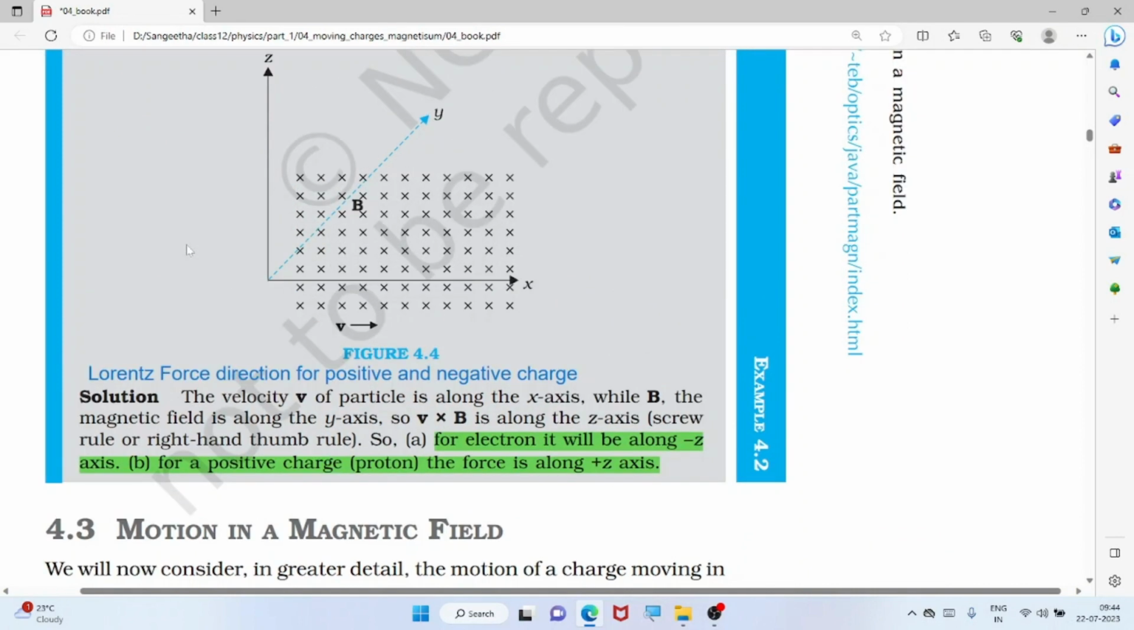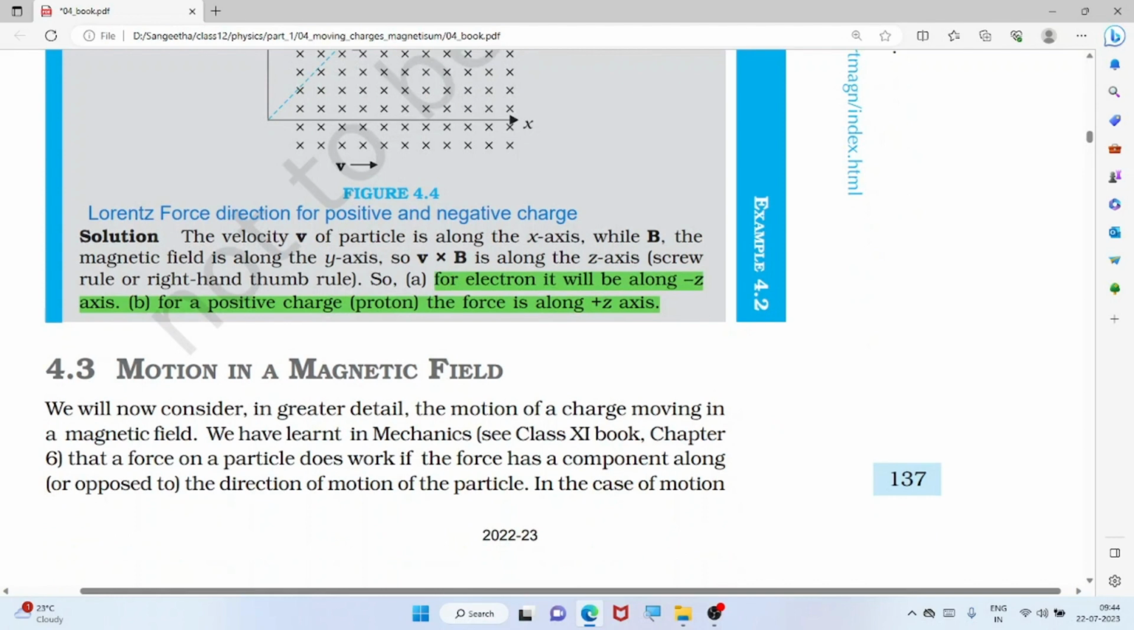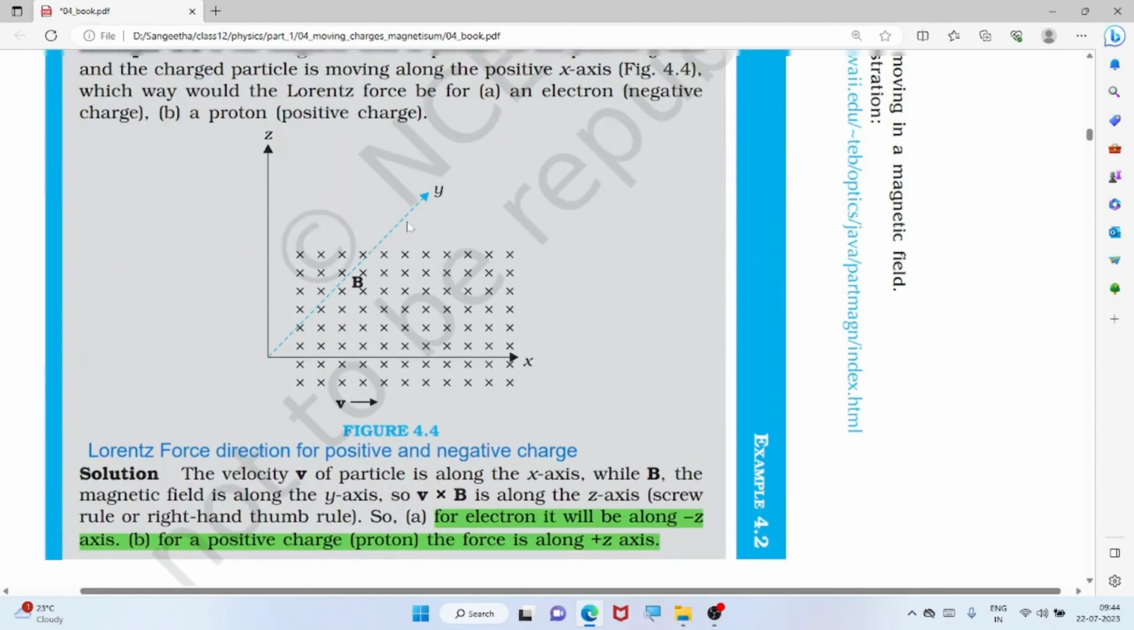This is for the positive and the negative charges, in different directions. The force on the electron will be along the minus z axis. For the positive charge, it is along the plus z axis in this diagram.